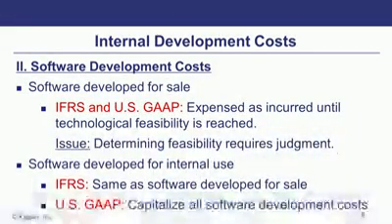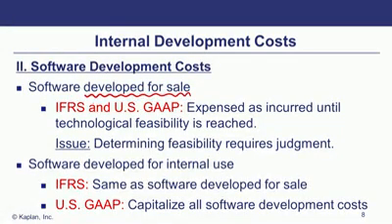Software development costs. Now, two types. We talk about software developed for sale, so third-party sales, and software developed for internal use within the company. Now, again, be aware there's a little bit of a difference here between IFRS and US GAAP. First of all, let's start off with our software developed for sale. There's no conflict between the two sets of accounting standards here. Both of them say any costs in establishing technological feasibility must be expensed. Any costs incurred after technological feasibility has been established may be essentially capitalized.